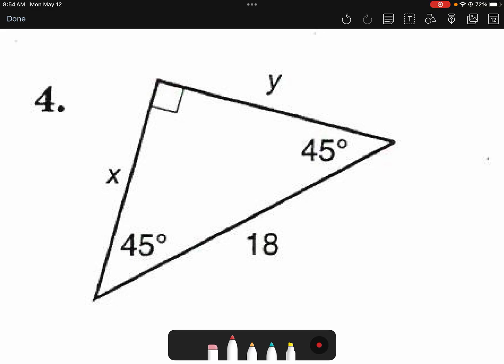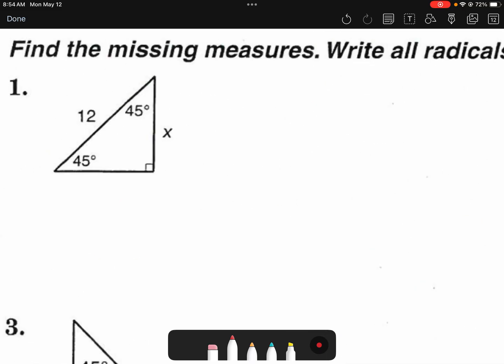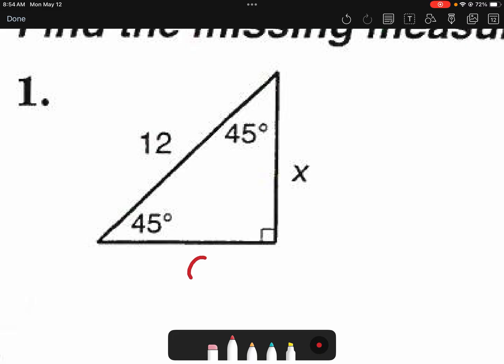There's no radical there. If you want the legs, you're essentially dividing it by the square root of 2, which gives you this. Remember the little trick. Take 18 divided by 2. That's the number that you put in front of the square root of 2. Okay, so now number 1 is not a challenge at all. It's just 6 square root of 2 for your legs.